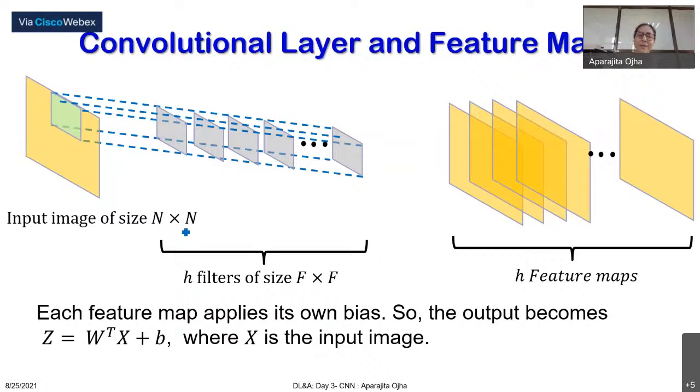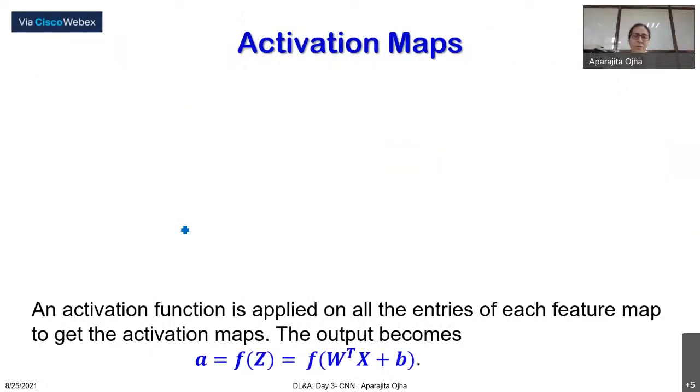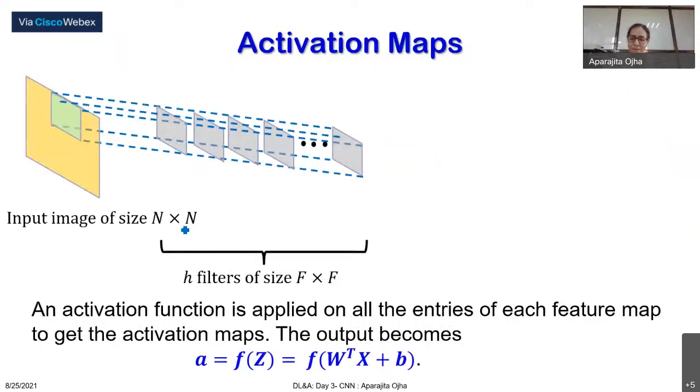So a convolutional layer contains, suppose, H filters of size f cross f, then H feature maps will be produced, and each feature map applies its own bias. Just like each neuron applies its own bias, each filter applies its own bias. So the output will become what? Suppose Z is the output, Z will be equal to W transpose X plus B, where X is the input image. All right. So that is the feature map.